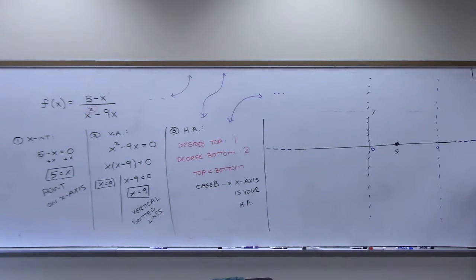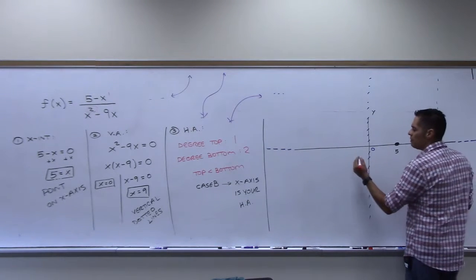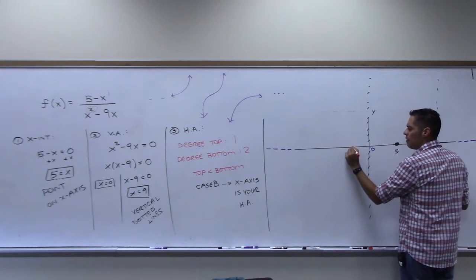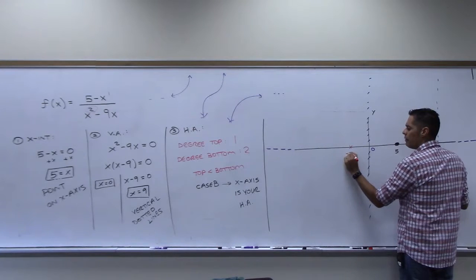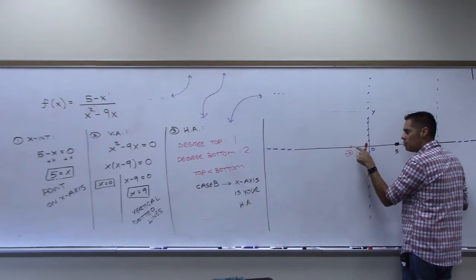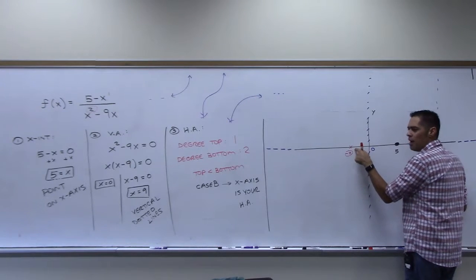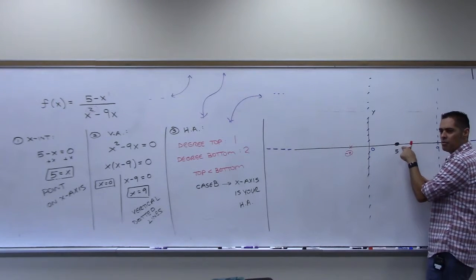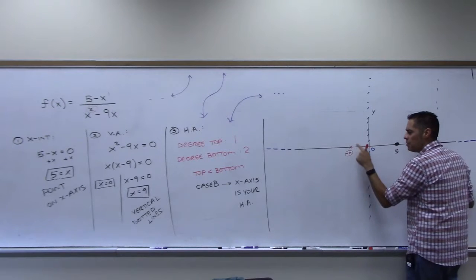I heard -5. Is that what I heard? Yeah, -2. Okay, I'll go with -2. -2 is going to be about right here. I'm going to take that and just circle it. Notice I put a little X here. I'm not putting a dot. Do not put a dot. If you put a dot, you're going to think it's an x-intercept, and you're going to screw your graph up, right? -2, I'm going to test that.